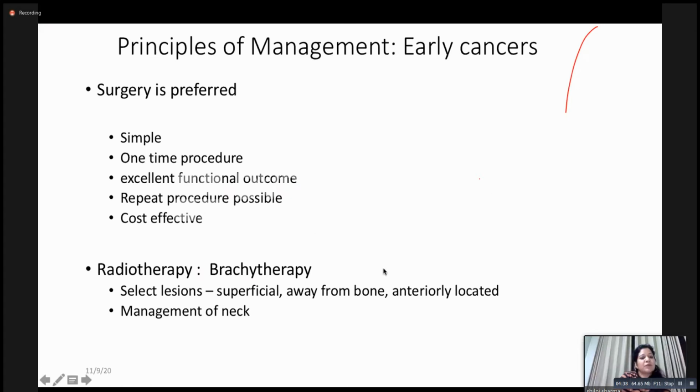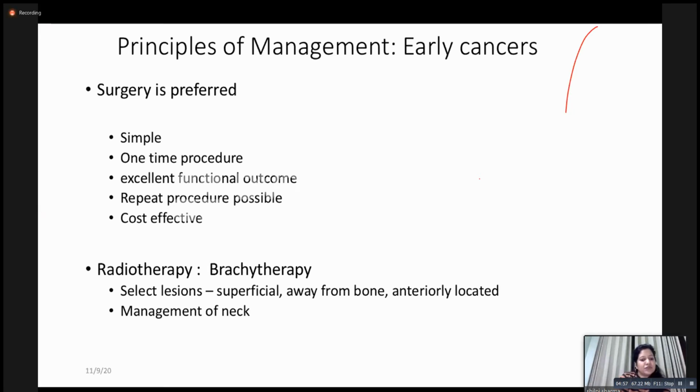For example, it is simple, it is a one-time procedure, has excellent functional outcome, it can be repeated if required, and it is seen to be cost-effective. Brachytherapy, when given for early tongue cancer, on the other hand, can be given only for select lesions. The tumor has to be small, superficial, away from the bone, anteriorly located.